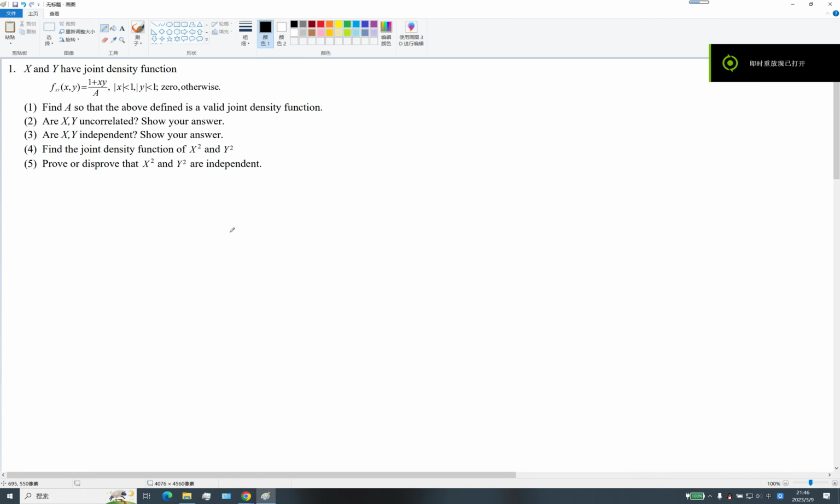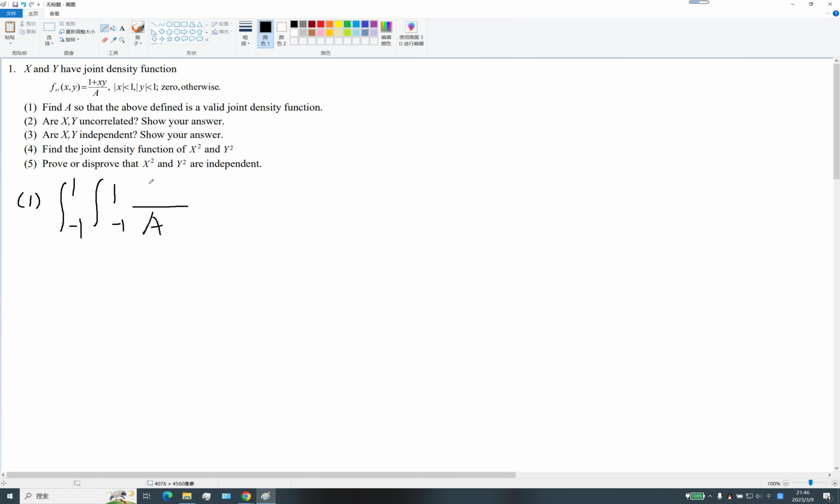Hello, this is question 1 of homework 6. For question 1, find A so that the above defined function is a valid joint density function. We know that if it is a valid joint density function, then the integral, with x from -1 to 1 and y from -1 to 1, of A over 1 plus xy dx dy should be 1, so that it is a valid function.